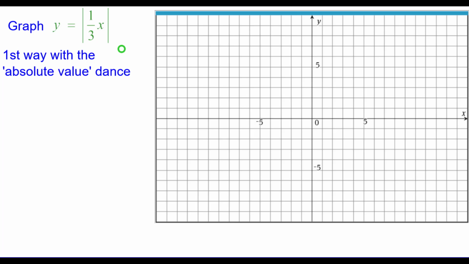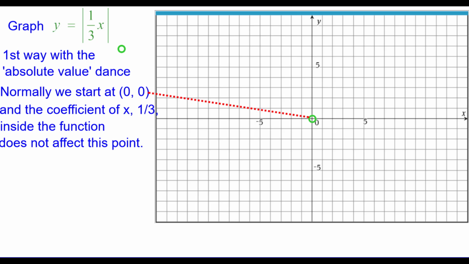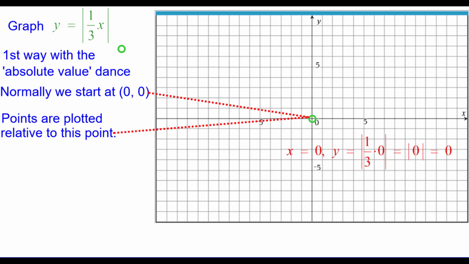The first way is with the absolute value dance. Normally we start at the origin and the coefficient of x, 1/3, inside the function does not affect this point, because when we substitute x equals 0, y is also equal to 0. Points are going to be plotted relative to this point, the origin.